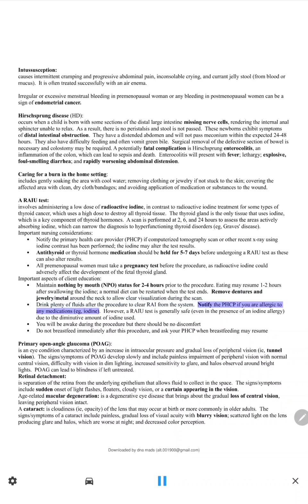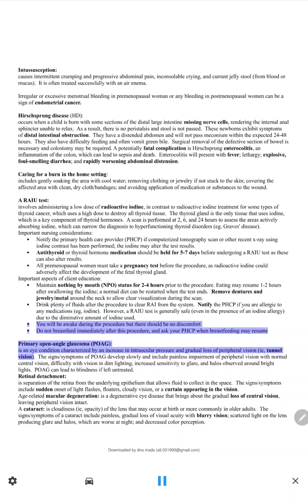Notify the PHCP if you are allergic to any medications, e.g., iodine. However, a RAIU test is generally safe, even in the presence of an iodine allergy, due to the diminutive amount of iodine used. You will be awake during the procedure, but there should be no discomfort. Do not breastfeed immediately after this procedure, and ask your PHCP when breastfeeding may resume.